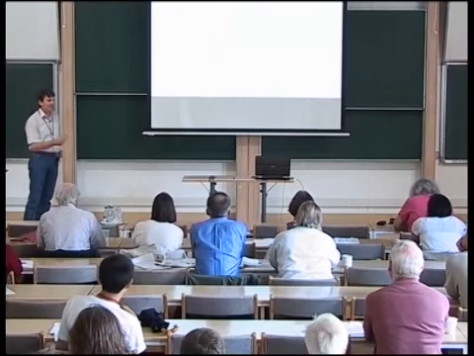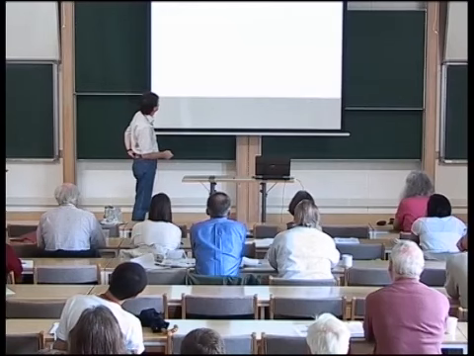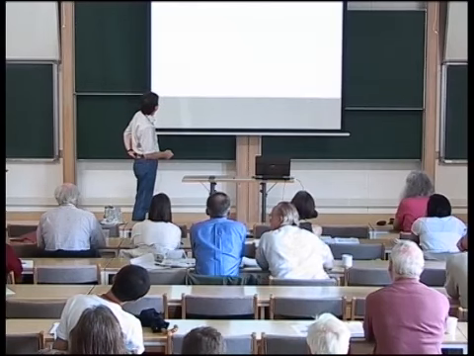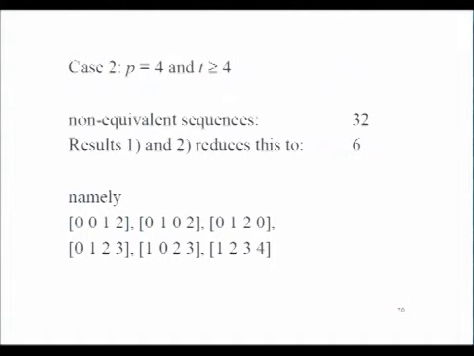This reduces the possible sequences largely. It goes down to 32 possibilities for p equals 4. And then those two simple results cut them down to 6. But for 5, we didn't even try.